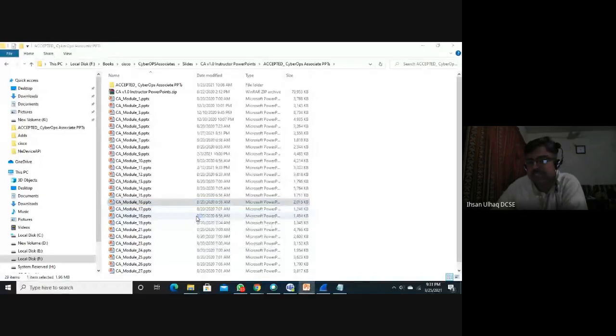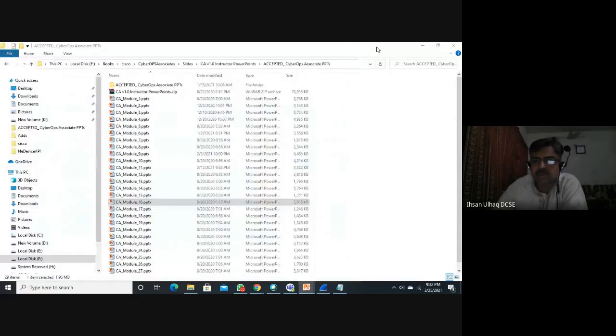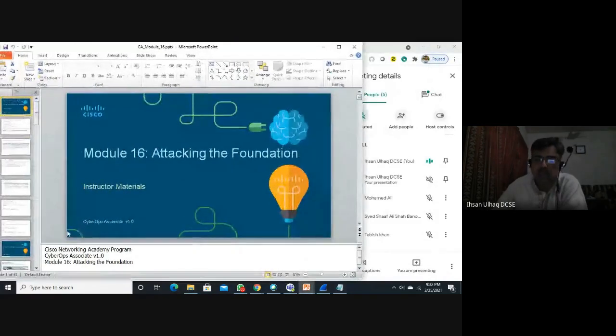Chapter number 16 is about attacking. So in this chapter, basically, we will be talking about two layers. One is the IP layer, which means the network layer, and the other one is the transport layer, which means TCP. So we will be repeating the IP header, both the IP version 4 header and the IP version 6 header. And then we will be talking about the TCP header and the UDP header.